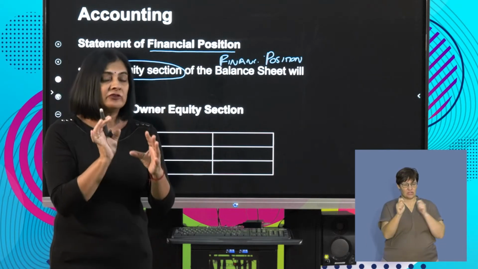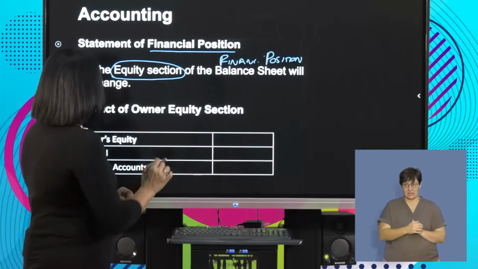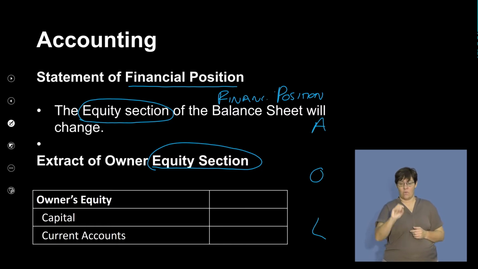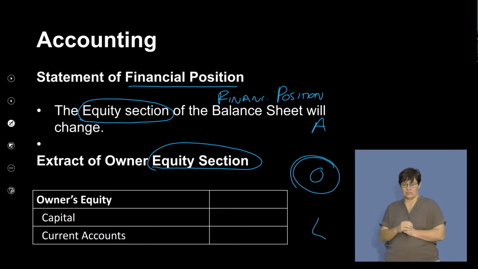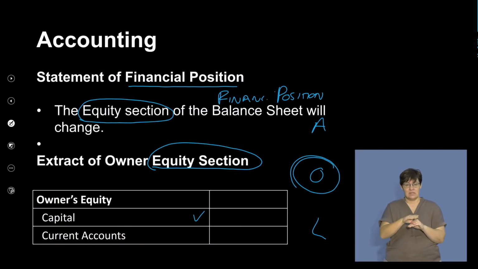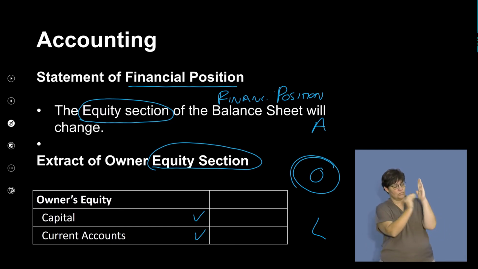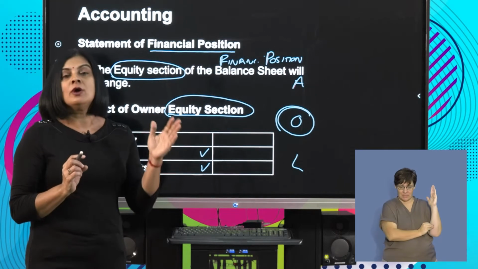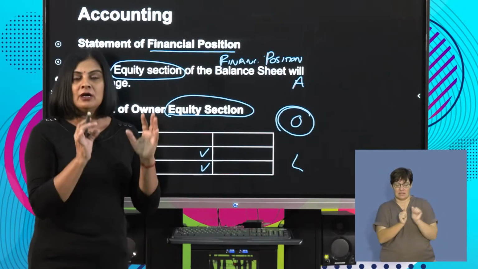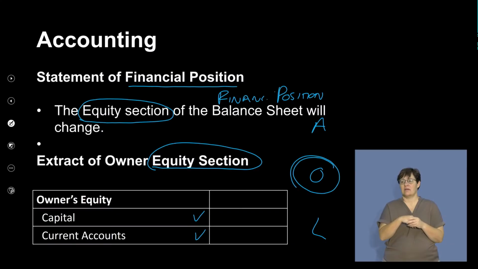So what are the changes that are going to occur in the balance sheet? You're going to find in the equity section of the balance sheet, remember we've got A, then we've got O, and we've got L in our balance sheet. So obviously I'm referring to the owner's equity section. The following changes are now going to take place. You're going to include capital as well as current accounts, and there will be a note prepared for capital and a note for each partner's current account that will then be reflected in the statement of financial position. Okay, right, let's move on.